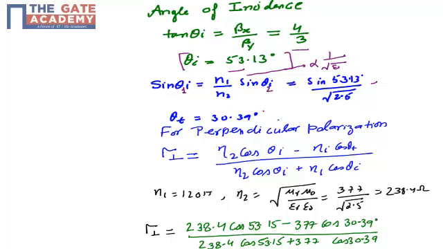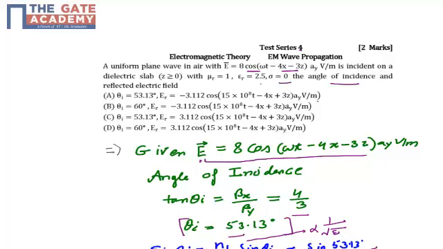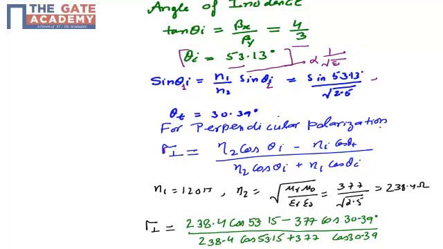After that, we know that the wave is incident in a perpendicular manner, because the wave is propagating in the y direction and the dielectric slab is in the z direction. It means our wave has perpendicular polarization. It is incident with perpendicular polarization. So I can apply R perpendicular with the expression (eta_2 cos theta_i minus eta_1 cos theta_t) upon (eta_2 cos theta_i plus eta_1 cos theta_t).